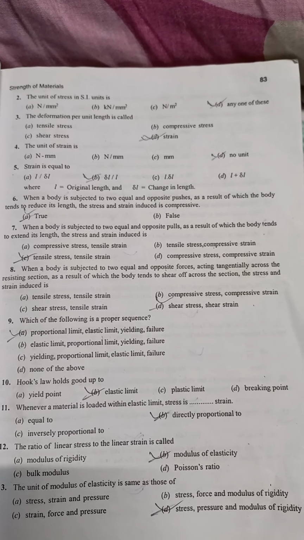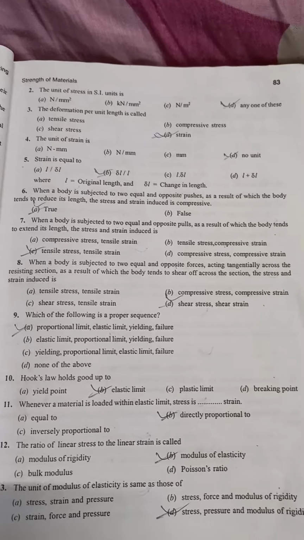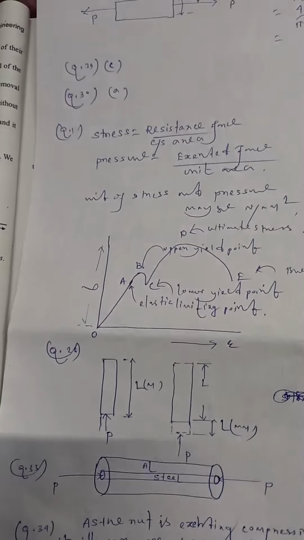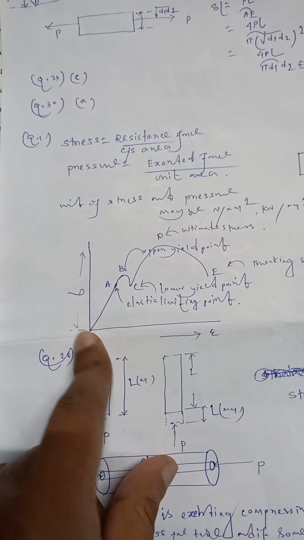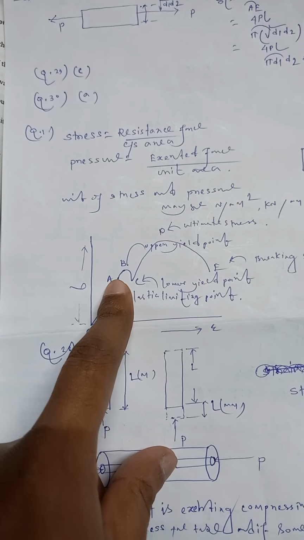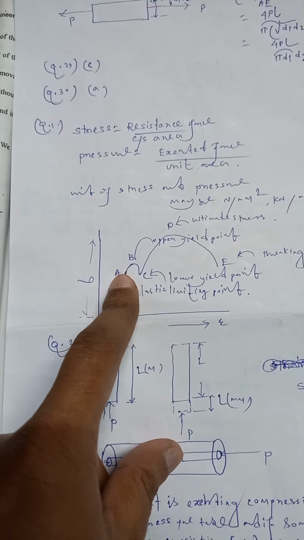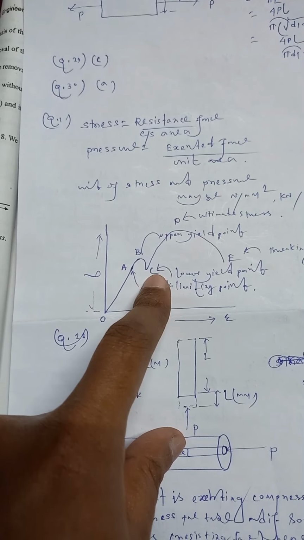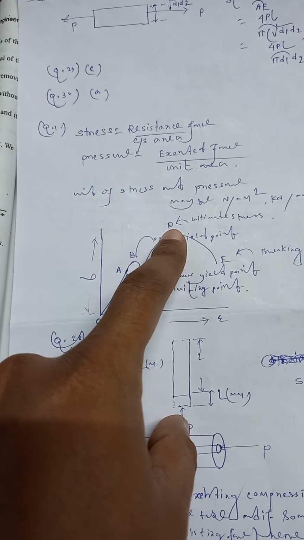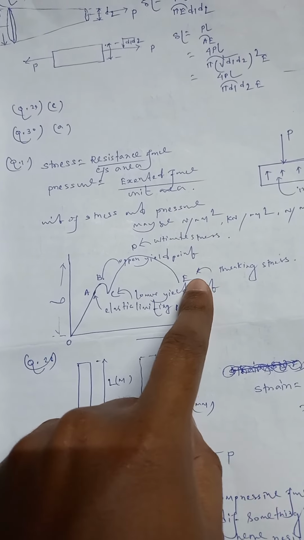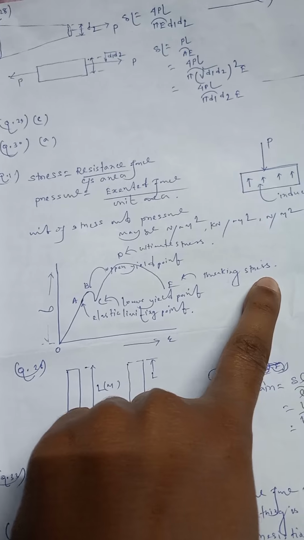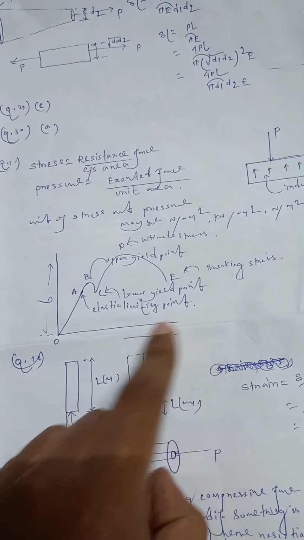Which of the following is a proper sequence? So friends, let me show you the stress strain curve for mild steel. This is stress, this is strain, and this is the origin point. So friends, you can see point A is the elastic limit, point B is the upper yield point, point C is the lower yield point, D is the ultimate stress point, and E is the final breaking point, breaking stress.